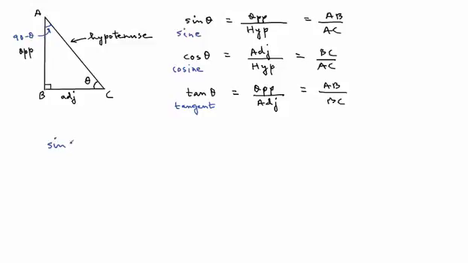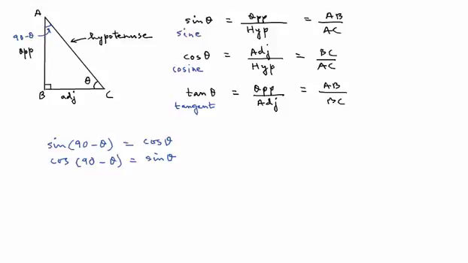Sine A or sine 90 minus theta is equal to the opposite of A. Now the opposite of A is no longer this one, it's actually this one. So the opposite of A is actually the adjacent of C, and the opposite of C becomes the adjacent of A. You see the point? And therefore sine 90 minus theta is actually equal to cosine theta, BC over AC. Similarly, cosine 90 minus theta is equal to sine theta.